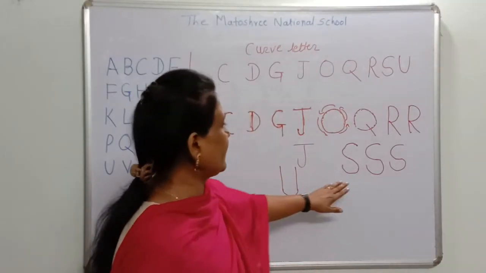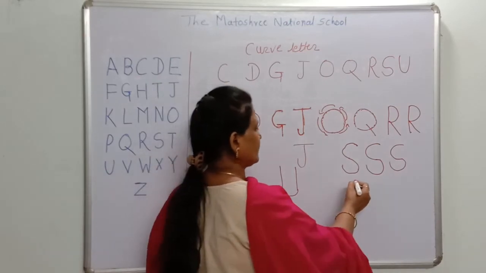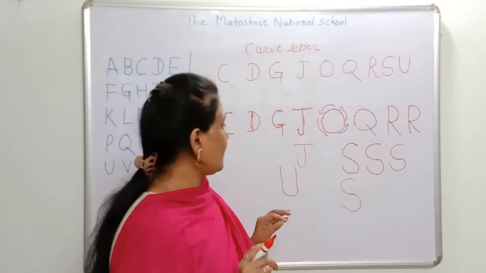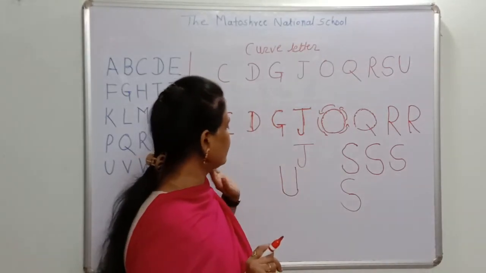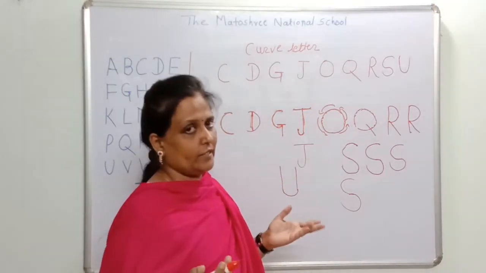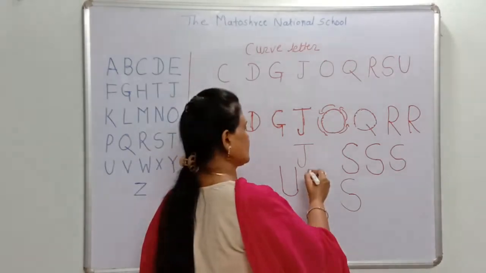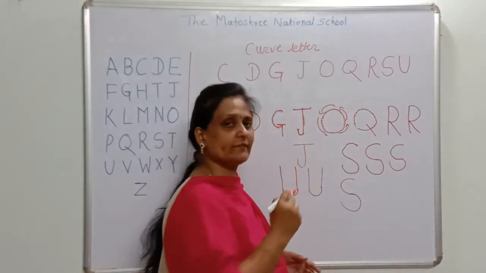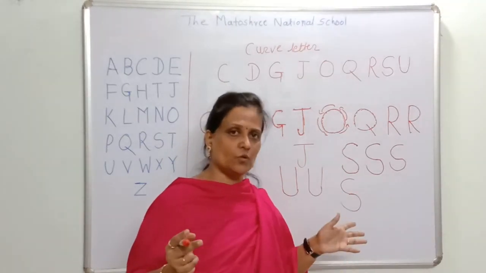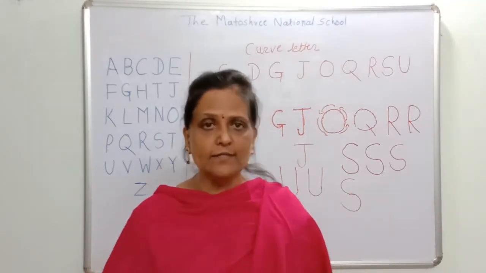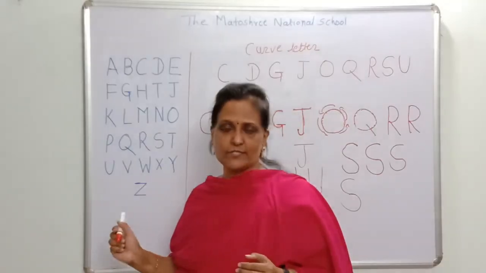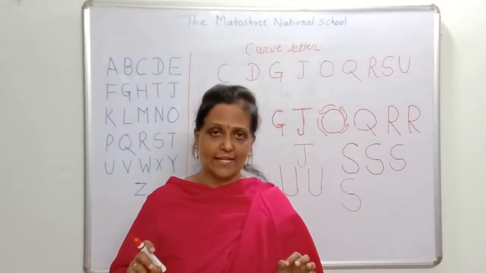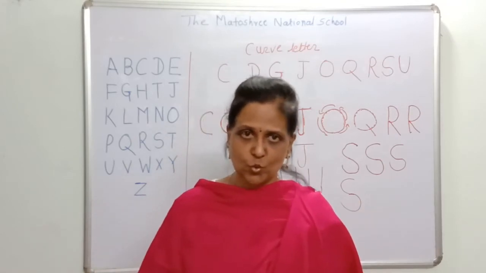Then we learn S. Half circle, join another half circle. It becomes S. After that we learn the U. It's very easy. First draw a standing line and join the curve line. U becomes U. So we have learned all the alphabets related to the standing, sleeping, slant and curve lines also.